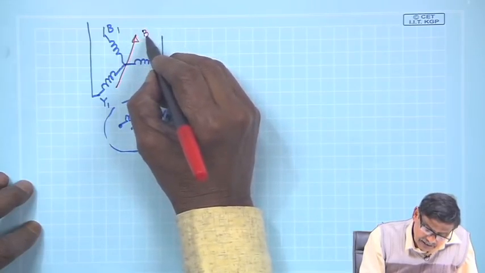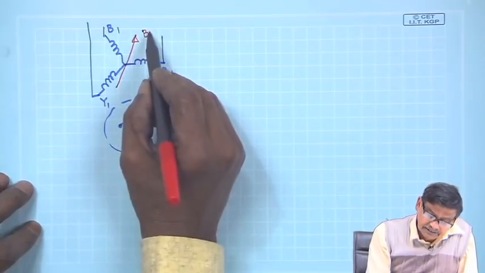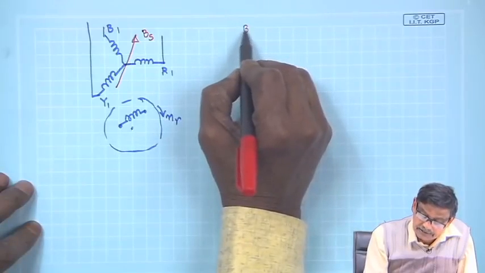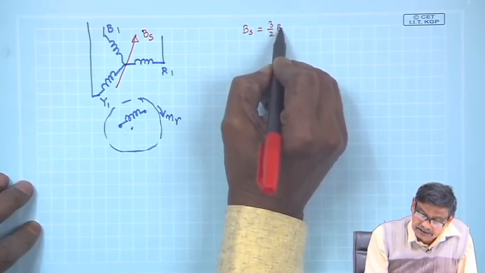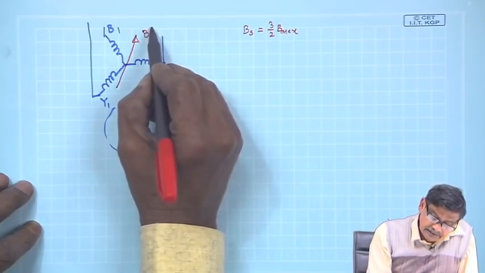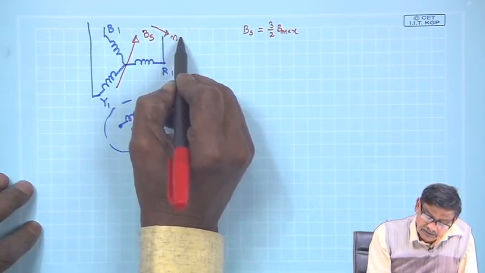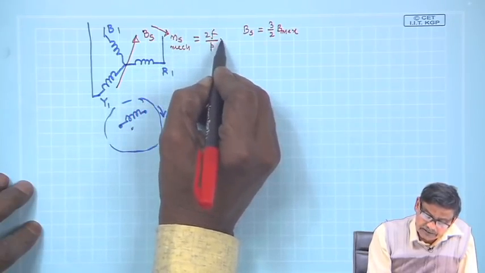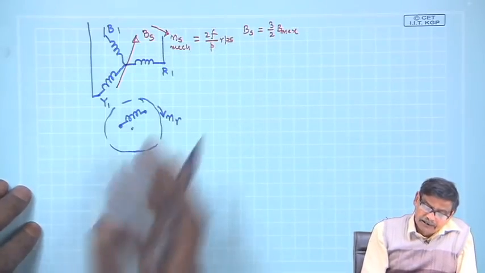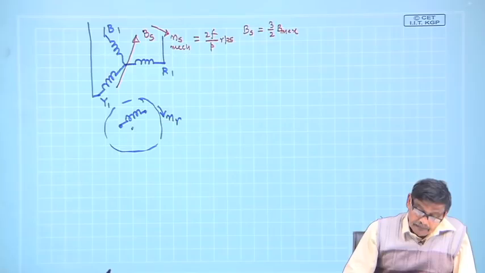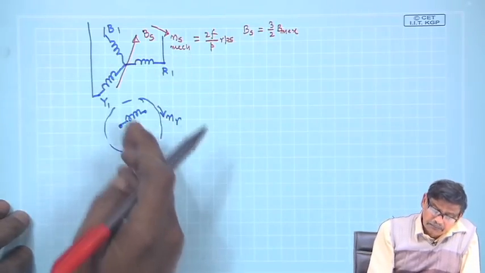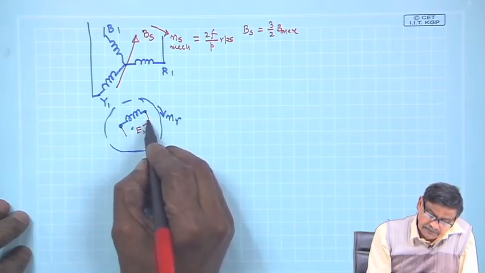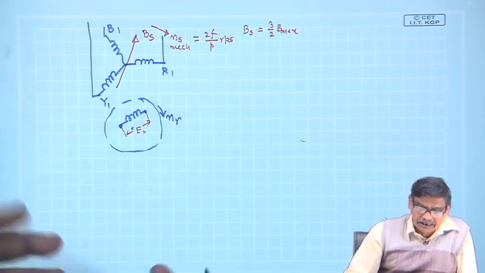which I will just call Bs, the peak value of which is 3 by 2 B max. So, Bs, let us also simplify that, I will write it like this, and it is rotating in this direction with mechanical speed equal to 2f by P, so much RPS. Multiply by 60, you will get RPM. So, we will just simply draw like this, and then I was telling what will be the induced voltage here when Nr is equal to 0.